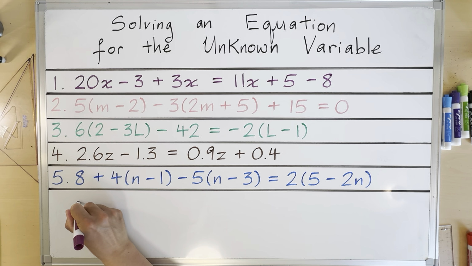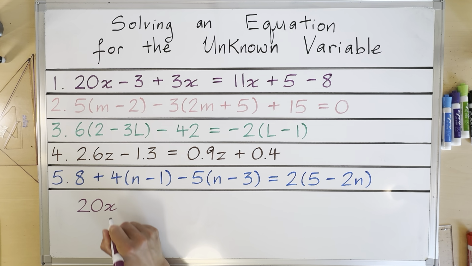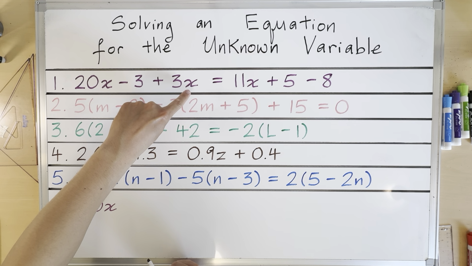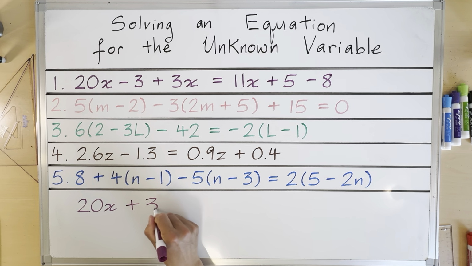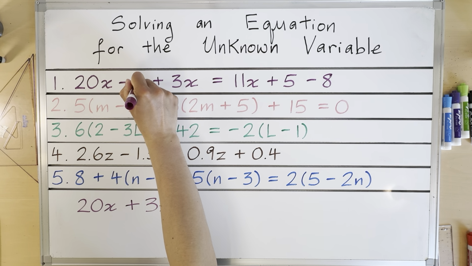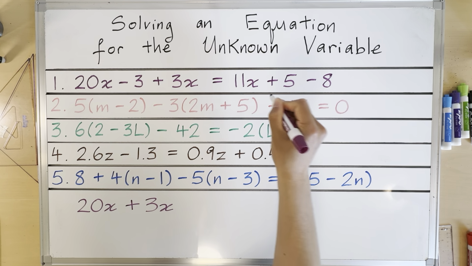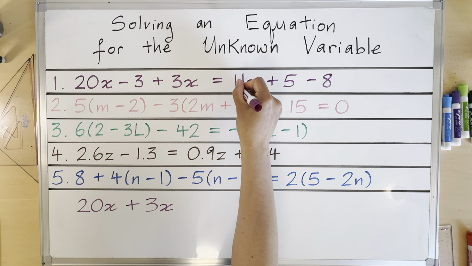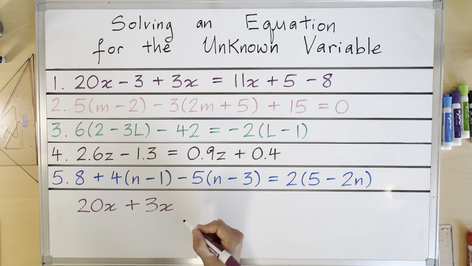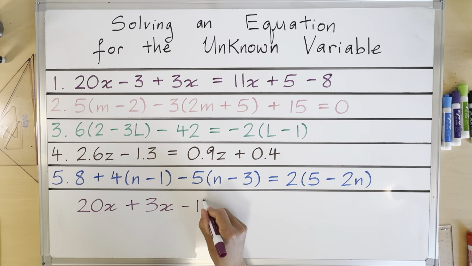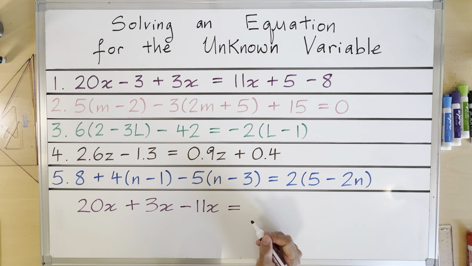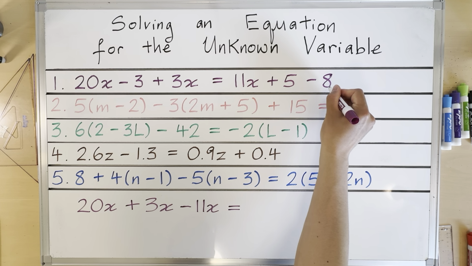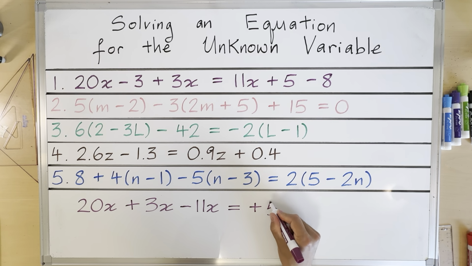So for problem number 1, we have 20x and positive 3x. So that's right here. And of course, what we want to do is move negative 3 from the left side of the equation to the right side of the equation, and move 11x from the right side of the equation to the left side of the equation. So moving positive 11x from the right side to the left side gives us negative 11x. And on the right side of the equal sign, we have positive 5 and negative 8.